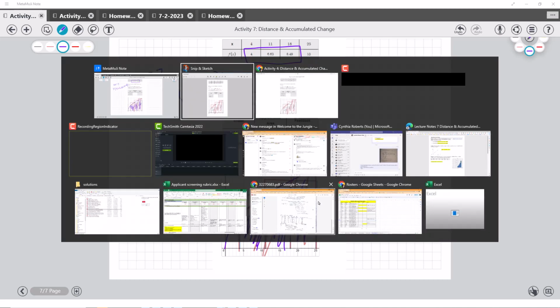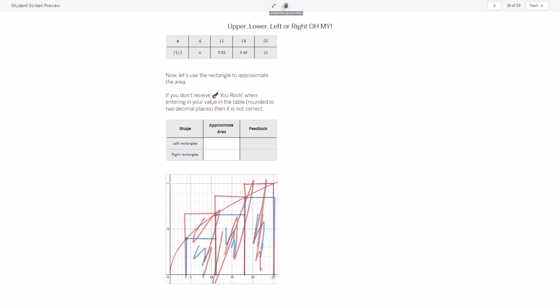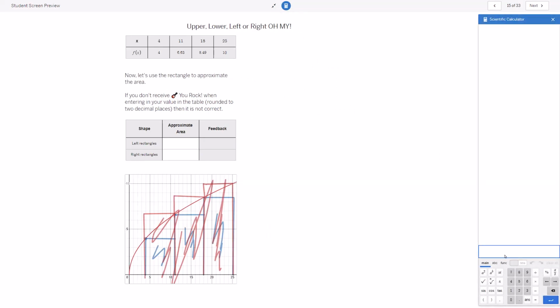And so if I go back here and here, I can take 7 and then add my 4 plus 6.63 plus 8.49, and I get 133.84. We all knew that I rocked. Did not need Desmos to tell me that.